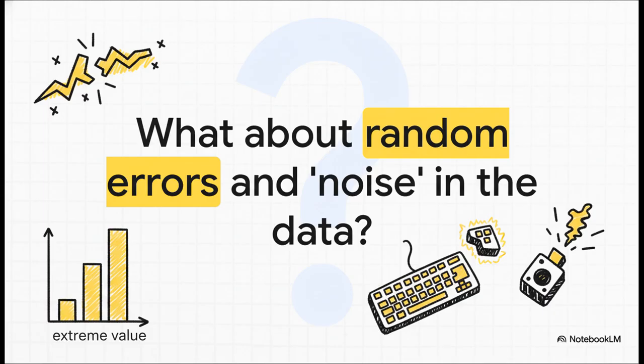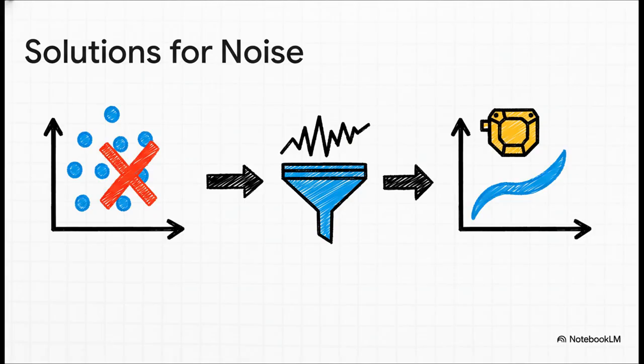It could be a simple typo, a sensor that glitches and reports a crazy number, or a data entry error that says someone is 200 years old. All these little random errors can seriously throw off your model. So how do we filter out all that static? Well, we've got a couple of tools.